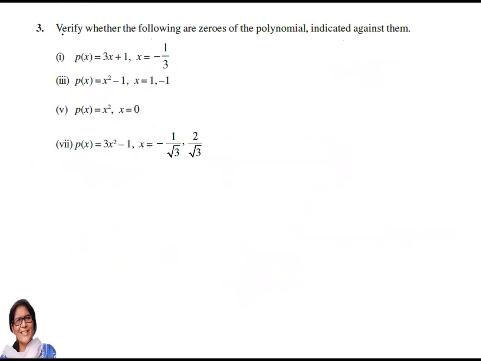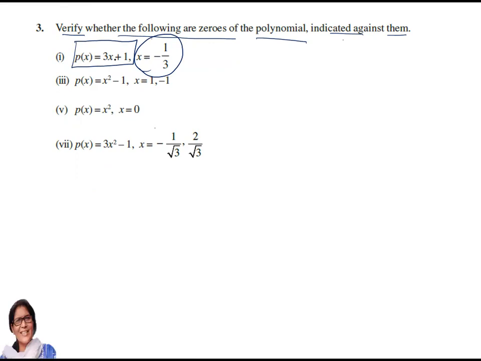Next, verify whether the following are zeros of this polynomial. You have to test, this is the polynomial. You have to test whether x is equal to -1/3 is a zero of the polynomial or not. That means when I put x is equal to -1/3, it should be 0.